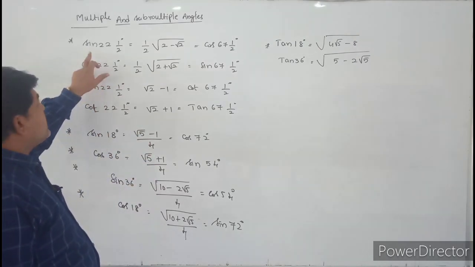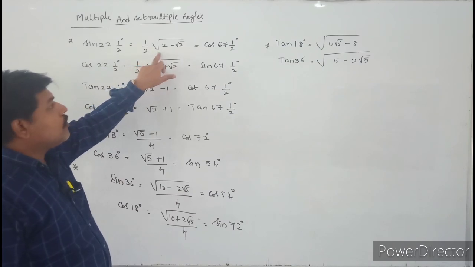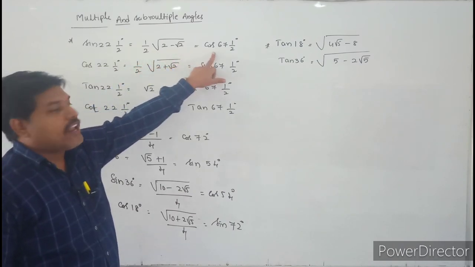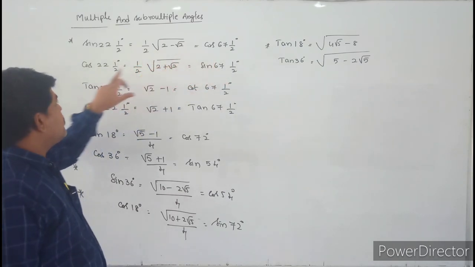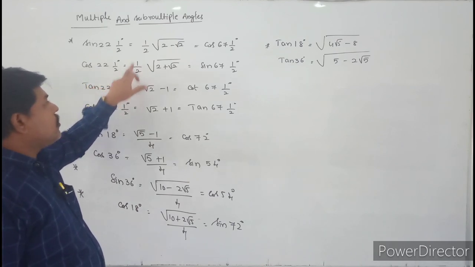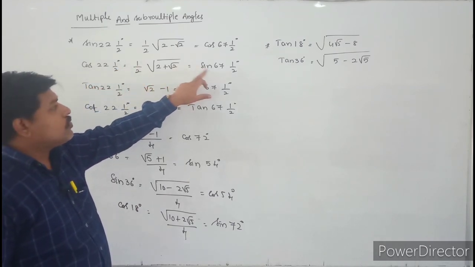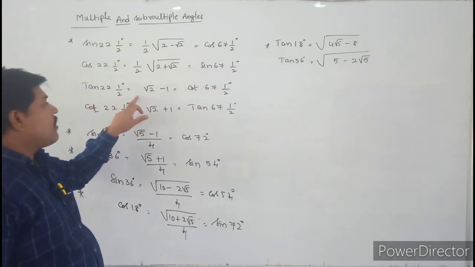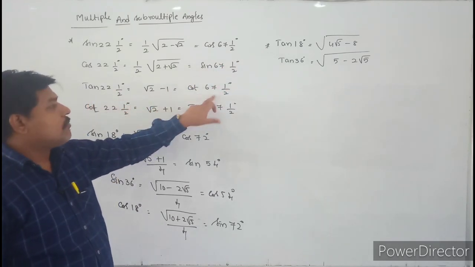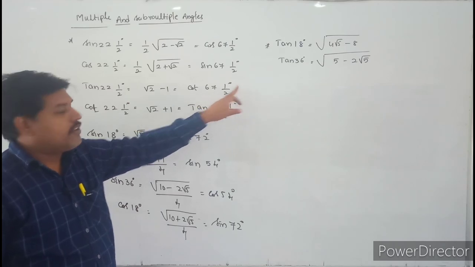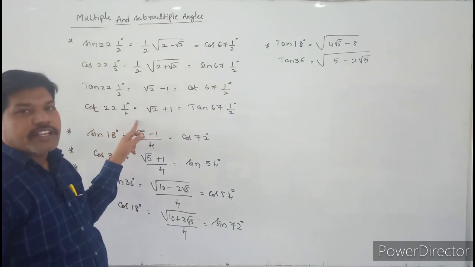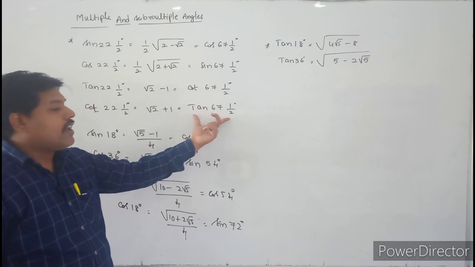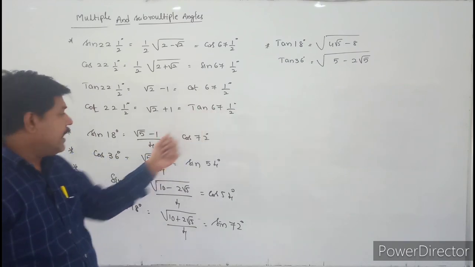So see these conditions. Sine 22.5 is nothing but 1 by 2 into square root of 2 minus root 2. That value is nothing but cos 67.5 degrees. And cos 22.5 degrees is equal to 1 by 2 into square root of 2 plus root 2. So that value is nothing but sine 67.5 degrees. Tan 22.5 degrees is equal to root 2 minus 1. That is nothing but cot 67.5 degrees. And cot 22.5 degrees is nothing but root 2 plus 1. That value is nothing but tan 67.5 degrees.